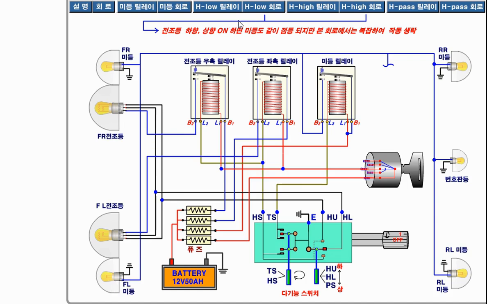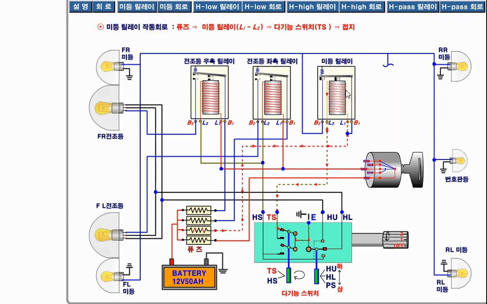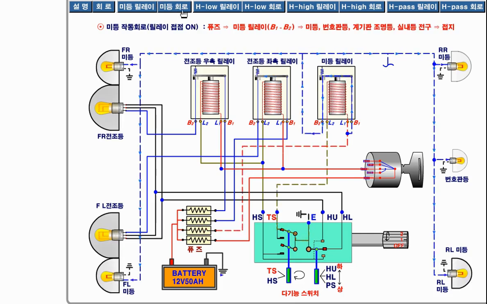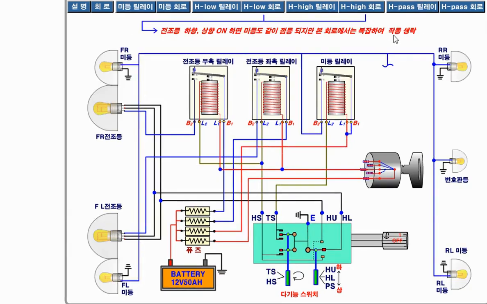So how does this happen? Let's see. So this is the energization of this relay, and then illumination of these lights. These are tail lights. So that's how tail lights are illuminated in this circuit. Now talking about the working of the headlight.